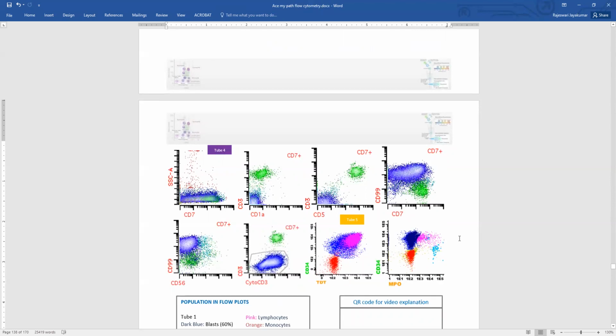So the main differential diagnosis is with mixed phenotype acute leukemia, for which we need MPO, and MPO should be negative in ETP-ALL. If it is positive, it is more consistent with a mixed phenotype acute leukemia, T/myeloid type. Now, why is it important to identify ETP-ALLs?